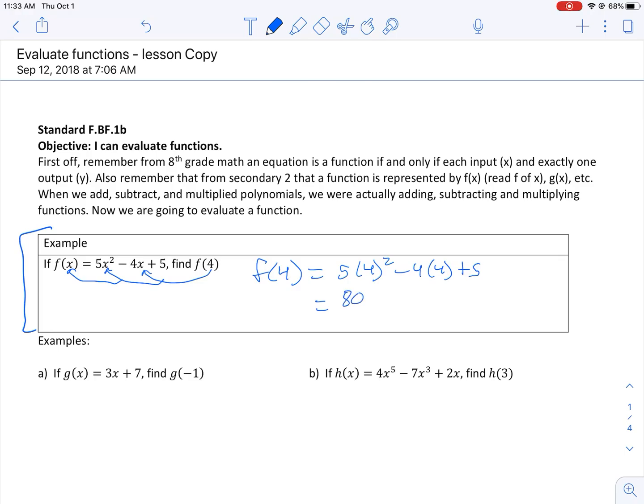So now we got 80 minus 4 times 4, which is 16, and then add 5. And 80 minus 16 plus 5 is going to be 69. So f of 4 is 69. And voila, we have evaluated. We figured out what f of 4 is.